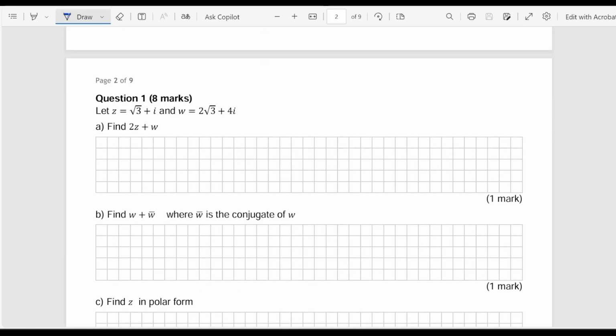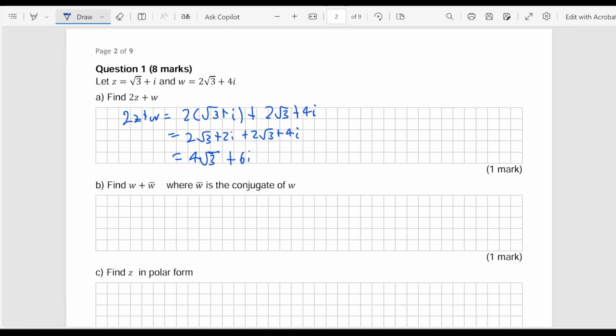2z plus w. So if we look at this one, 2z plus w is going to be 2 lots of root 3 plus i, plus the w, which is 2 root 3 plus 4i. If we expand that out, we're going to get 2 root 3 plus 2i and 2 root 3 plus 4i. If we combine those, you're going to get 4 lots of root 3 for the real bit, and for the imaginary bit, you're going to get 6i.